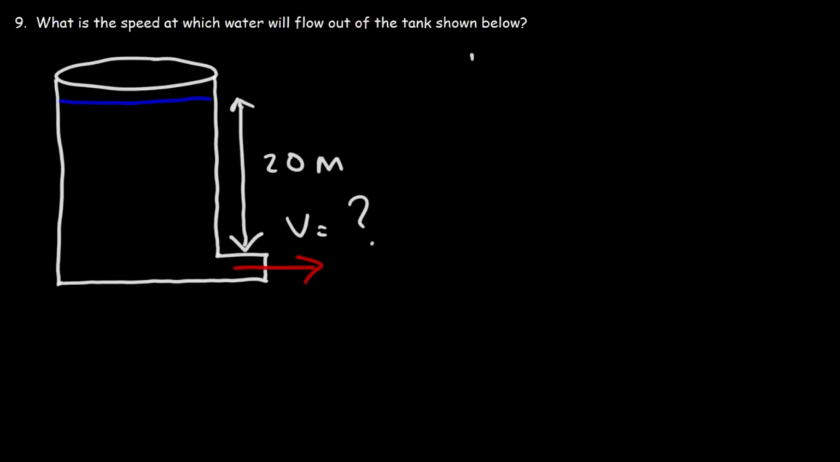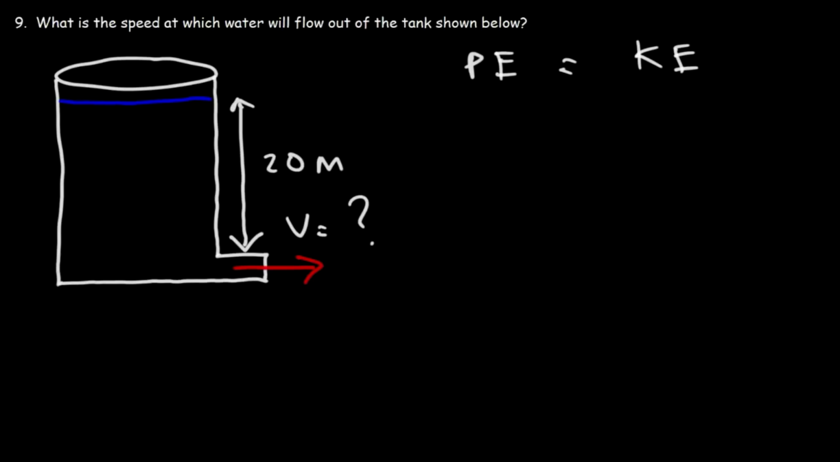We could use energy. The water that's stored in this tank, which is at 20 meters higher than the level where it's going to leave, has potential energy. Anything that is above a certain reference level in terms of height has potential energy. And when the water begins to move, it's going to have kinetic energy. Anything that has motion has kinetic energy. So in this example, potential energy is being converted to kinetic energy.